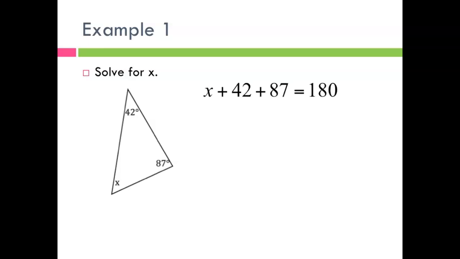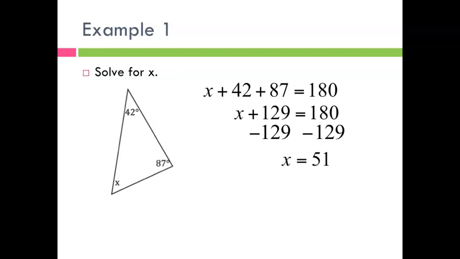All right, now we can solve this. So we have x plus 129 equals 180. Subtract 129 from both sides, and we end up with x equals 51. And that's it.